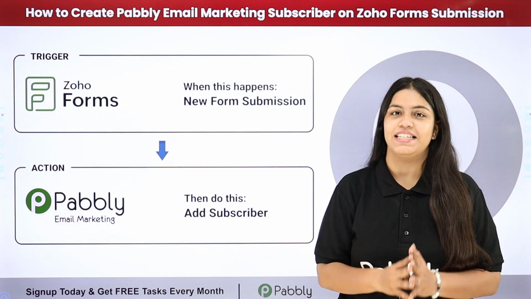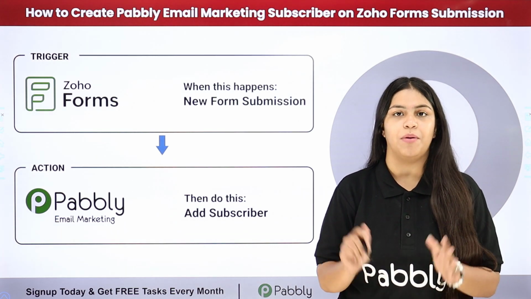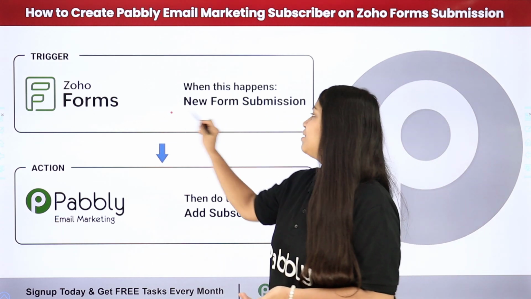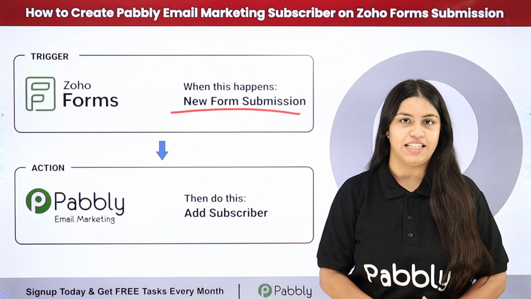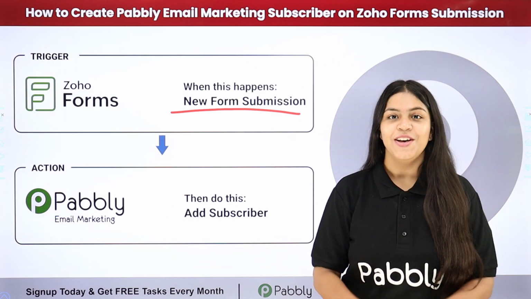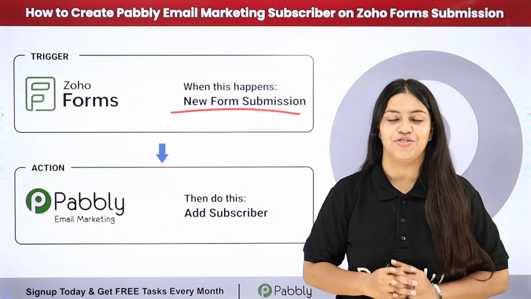I'm running a real estate agency, and for that we use Zoho Forms to get new inquiries from our potential clients. Now what I want is that as soon as a new form submission is made in my Zoho Forms, automatically with the help of these same details, I want to create a subscriber in my Pabbly Email Marketing account so that we can create targeted email marketing campaigns for all of the potential clients.